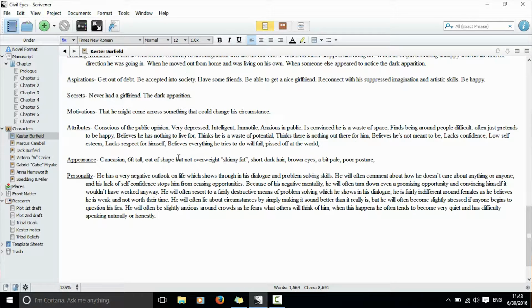This one, honestly, the personality section, to me, is probably one of the most important ones, because at the end of the day, it's basically portraying how I am portraying this character in the book. So I find that one to be quite important.